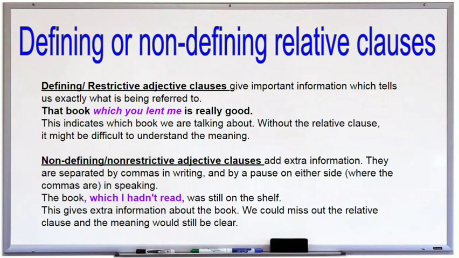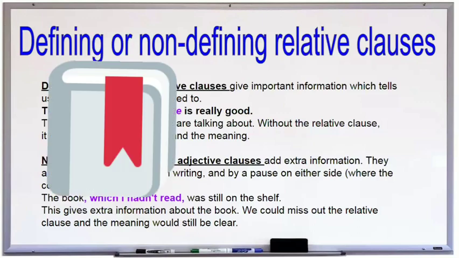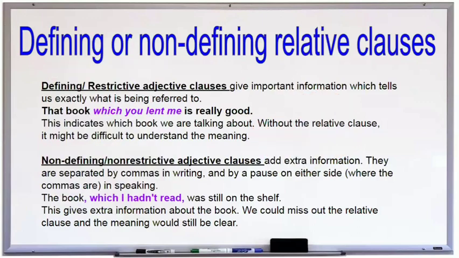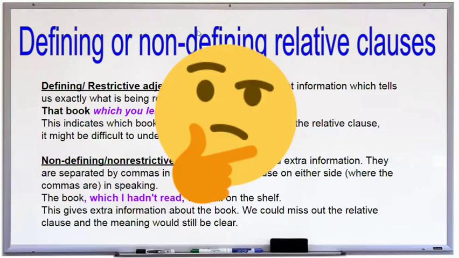So let's start with the first one, that is to say defining or restrictive adjective clauses. As it reads here, they give important information which tells us exactly what is being referred to. So let's analyze the example. That book which you lent me is really good. This indicates which book we are talking about. Without a relative clause, it might be difficult to understand the meaning.